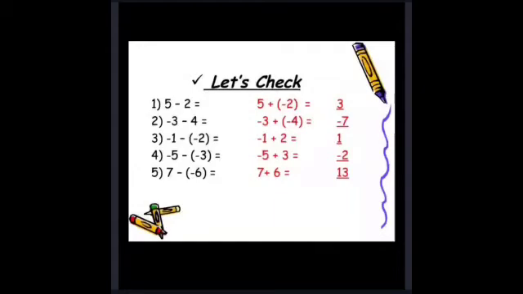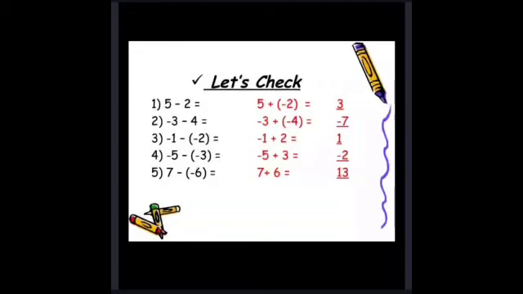In the fourth part, -5 minus -3 can be written as -5 plus 3. Again, one number is negative, the second is positive, so take the sign of the greater number and subtract. So the answer will be equal to -2. In the fifth example, 7 minus -6 can be written as 7 plus 6, and the answer will be equal to 13.